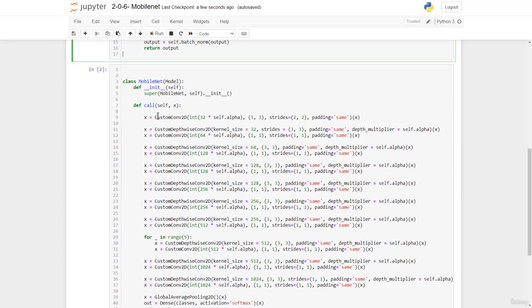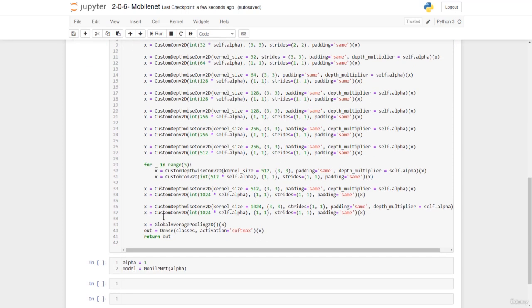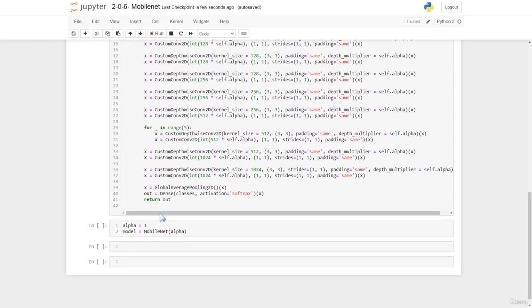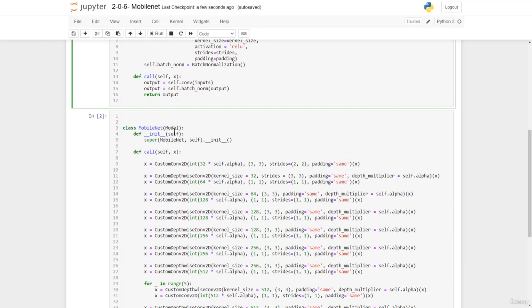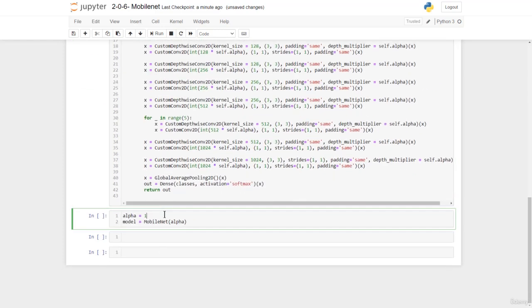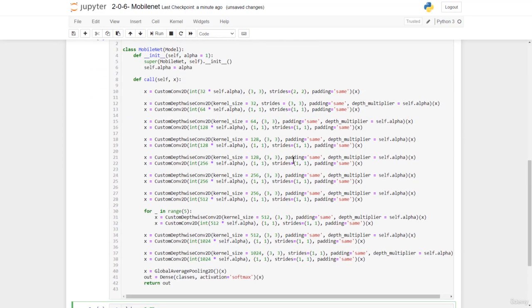So we start with this custom Conv2D, we move to the depth-wise Conv2D, custom Conv2D, depth-wise Conv2D. We go through this 5 times. We have this right up to the output. Notice we have this parameter alpha. So we could define this such that we have an alpha right here. We take in alpha, and then we set self.alpha to be equal to alpha. And by default, we could set alpha to be equal to 1. So if we want to change alpha, we could take a value like say 0.75.